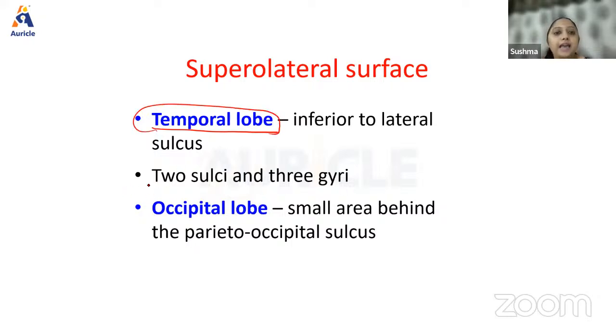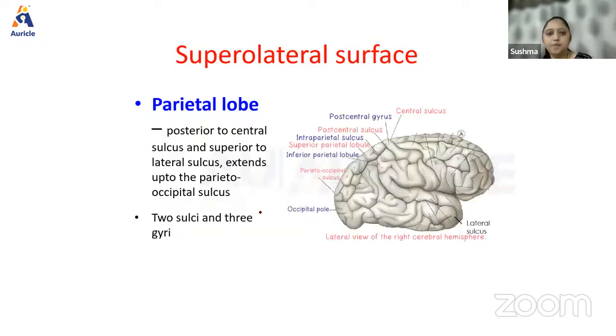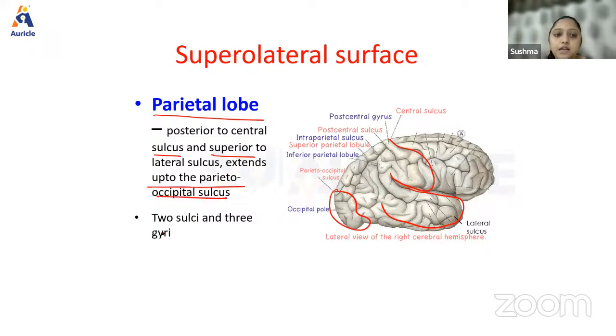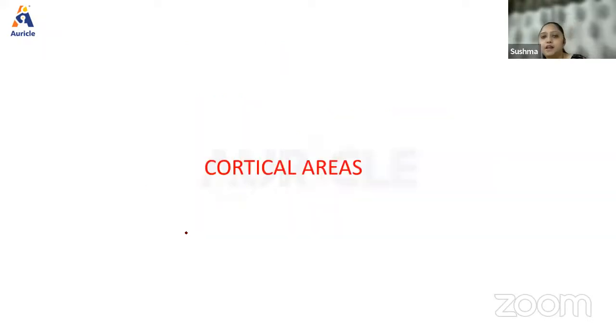which I have already shown. I have 2 sulci and 3 gyri. The occipital lobe is a very small area behind the parieto-occipital sulcus. Next, let's come to the parietal lobe. This is the temporal lobe, and this small portion that you can see over here is the occipital lobe, and this is the central sulcus, and all the rest of this area becomes my parietal lobe. The parietal lobe is posterior to the central sulcus, extends superior to the lateral sulcus, and extends up to the parieto-occipital sulcus. There also I have 2 sulci and 3 gyri.